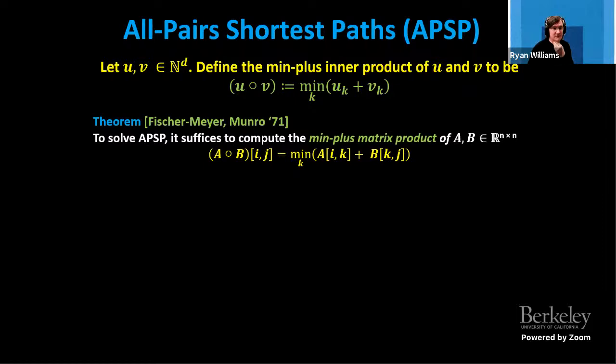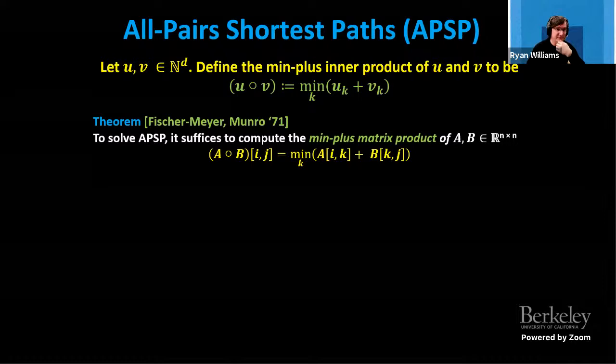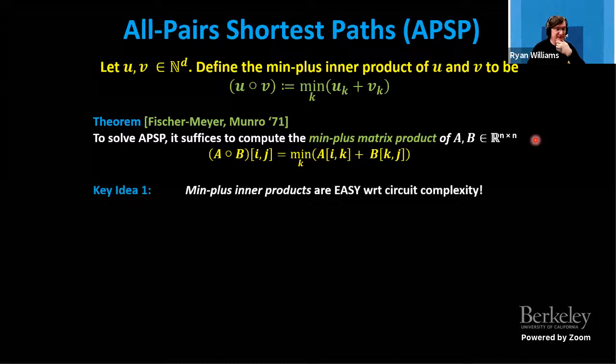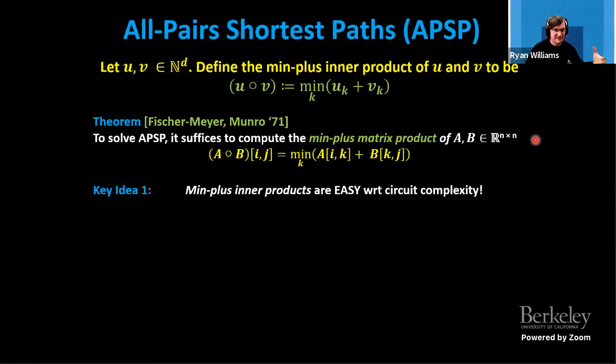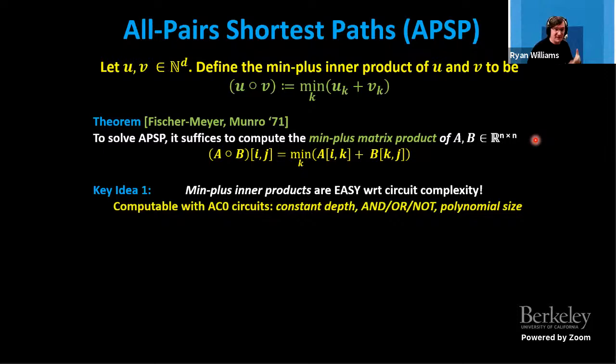So it turns out that you can solve this problem faster using these ideas, which broke for solving orthogonal vectors faster. Let me try to give a sense of the key ideas. One is that computing a min-plus inner product is actually an easy problem with respect to circuit complexity. It's a bit counterintuitive, but let's say, for simplicity, I'm writing down bit descriptions of all my weights. I need to add weights together, pairs of weights, and then take a minimum of weights. So this is computable with so-called AC0 circuits, constant depth circuits with AND, OR, NOT, of polynomial size. So these are somehow easy with respect to circuit complexity.